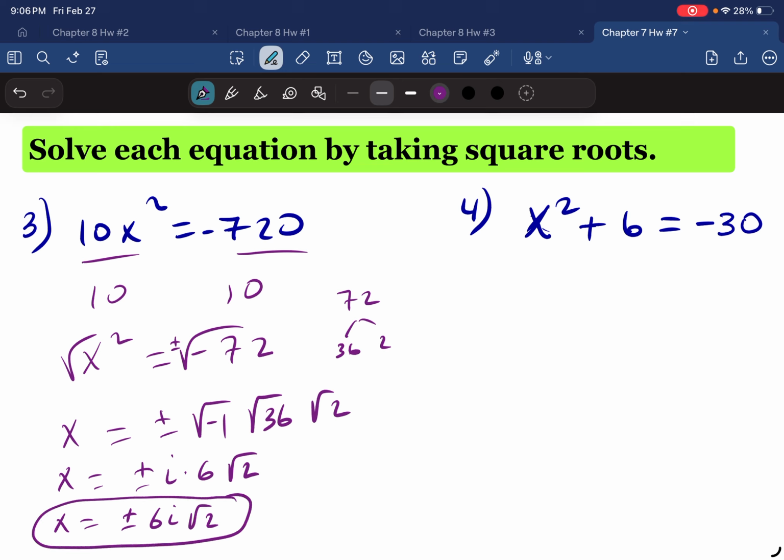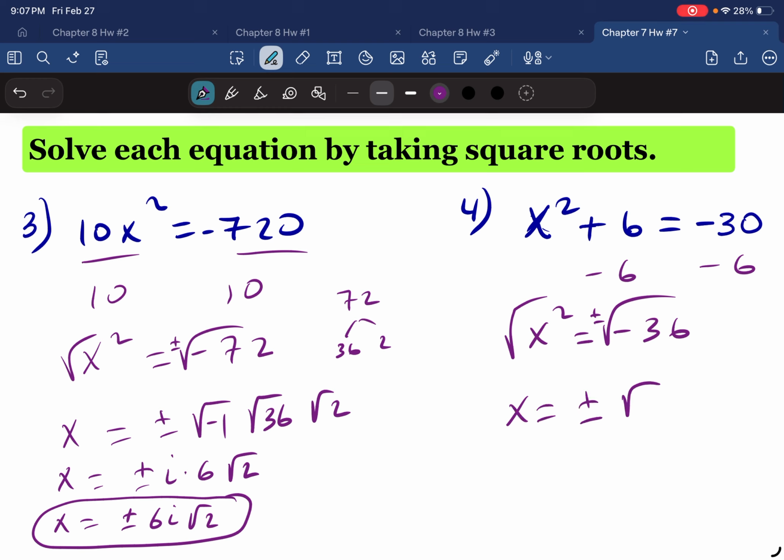Over here, we're going to subtract 6 from both sides. We get x squared equal to negative 36. And then we're going to take the square root of both sides. That's going to be plus or minus. So here we get x equal to plus or minus the square root of negative 1 times the square root of 36. So x equals plus or minus i times 6. So your final answer is plus or minus 6i.